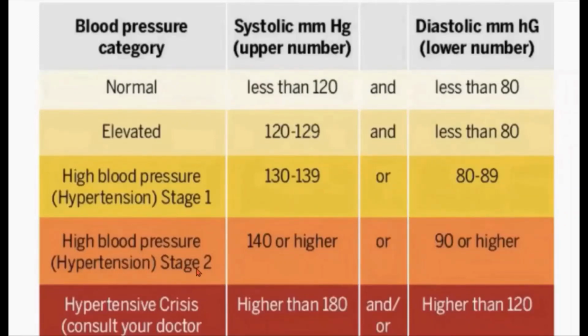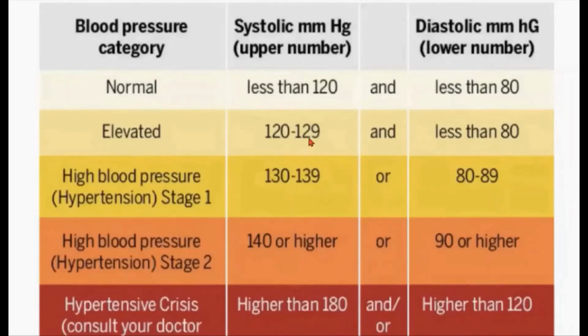Then high blood pressure stage 2: 140 or higher and the diastolic level is 90 or higher. For these two stages, when they are feeling high BP, they have to consult the doctor immediately and take proper treatment. Then the last one is the dangerous condition, hypertensive crisis. That is systolic higher than 180 and diastolic higher than 120. That is the dangerous condition. The person has to meet the doctor immediately and get treatment.